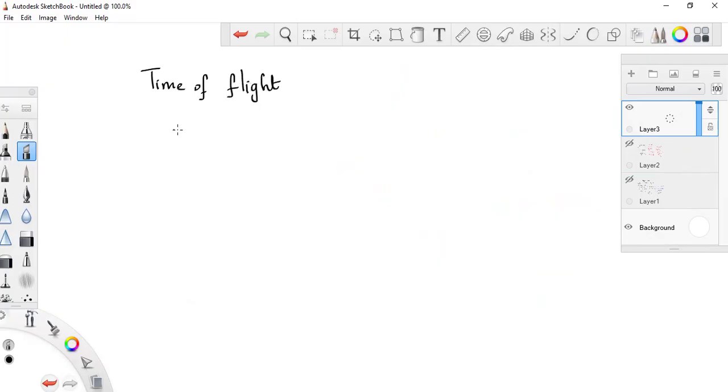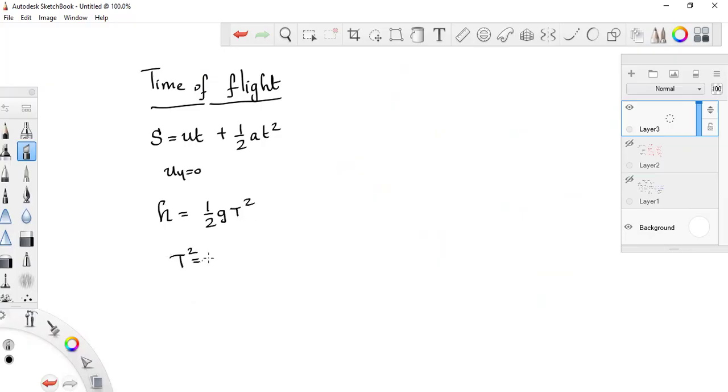So time of flight, again, we are going to use the same displacement equation. S is equal to ut plus half at square. So initial velocity along vertical direction uy is 0, so that ut term becomes 0. Let me call S, the height h, which is equal to half g t square, where t is the time taken to fly. So t square becomes 2h by g. Therefore, t is equal to root of 2h by g.